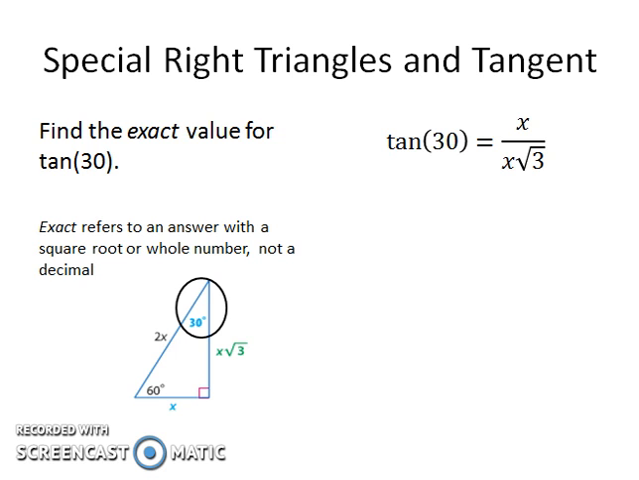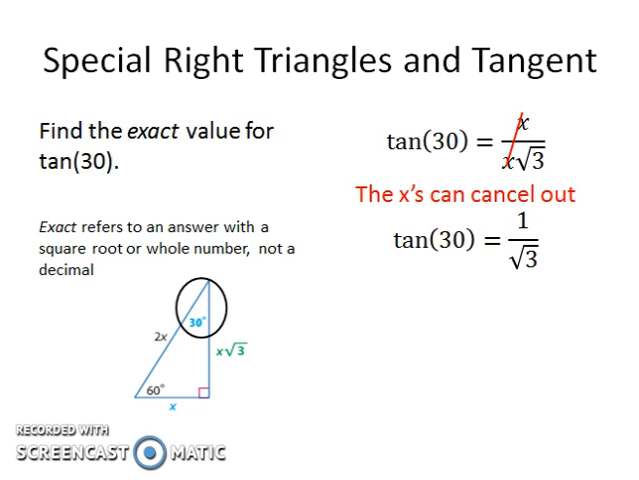Let's start with the 30 degrees. The opposite over adjacent side would be x over x square root 3. The x's will cancel out. Anything divided by itself is 1, so those disappear. You're left with tangent of 30 equals 1 over root 3. We've been here before.